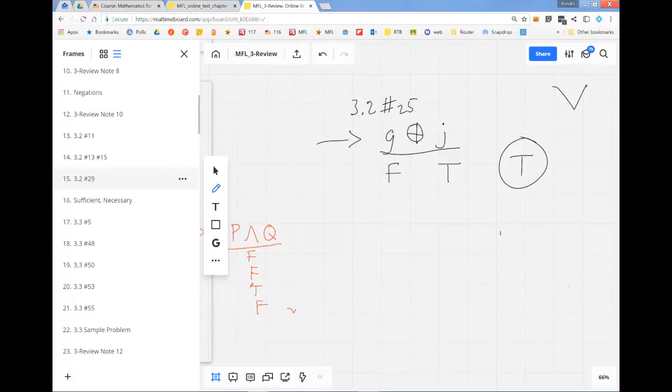So I wish the book would have shown you that, but they didn't. The book never touched the exclusive OR. By the way, there is a way to do this problem without that, but it's much more complicated. You got to break it into 2 more steps.